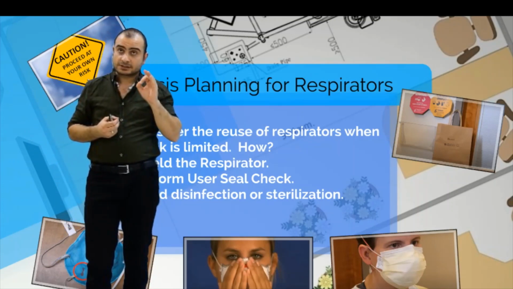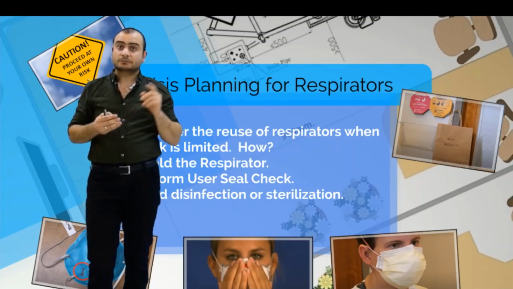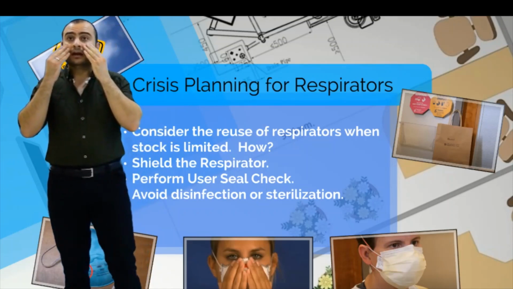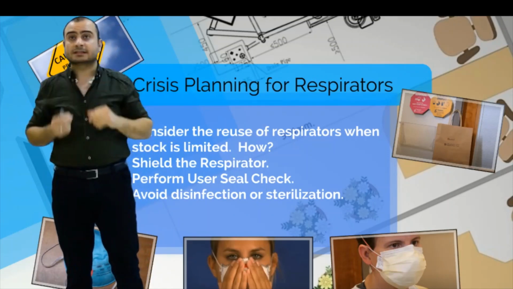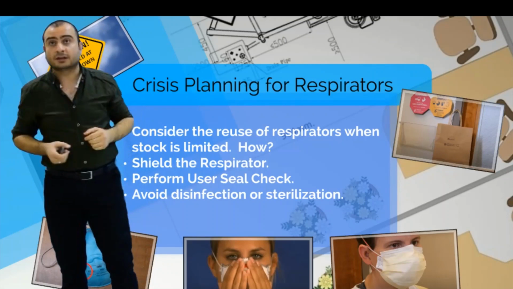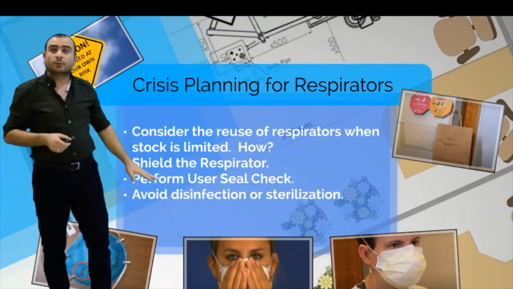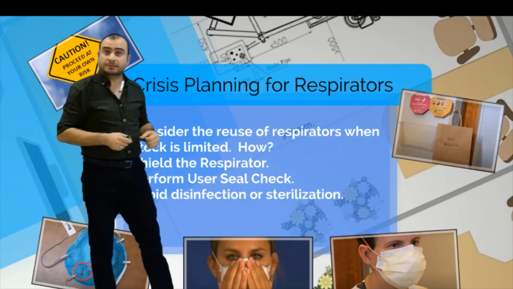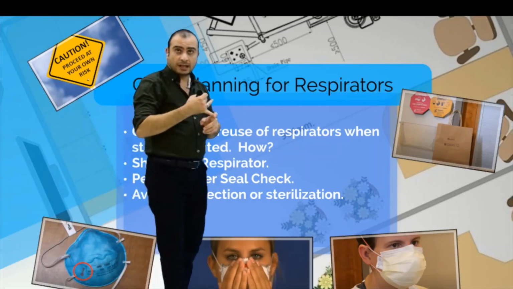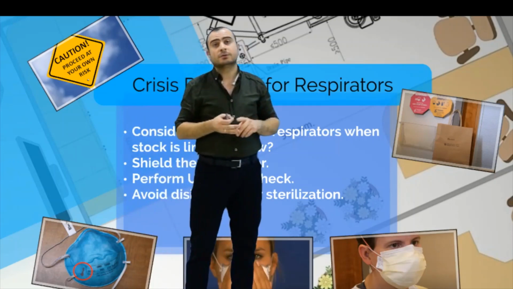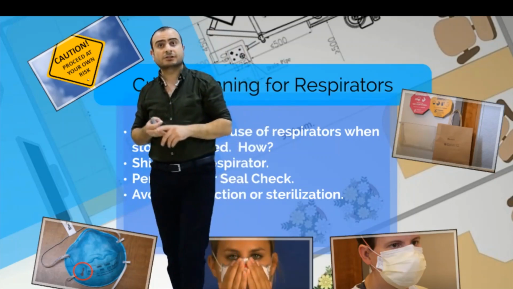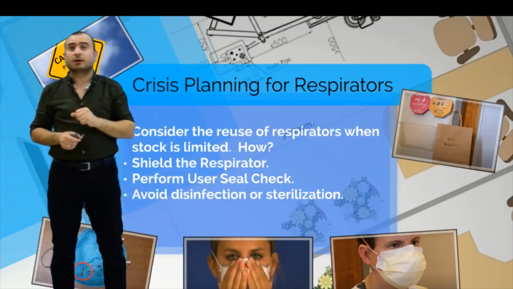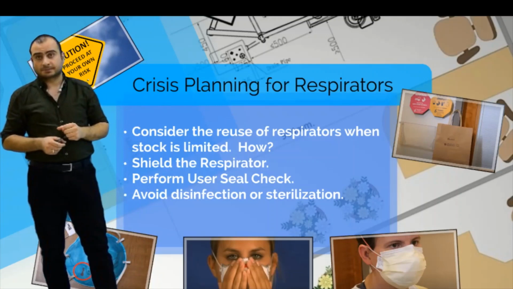If the respirator is perfectly adapted, during the user seal check we notice that the face pads on the sides of the respirator are moving during each respiration cycle. We need to consider avoiding disinfection or sterilization of the respirator, for example, the use of autoclave, dry heat, or the use of sodium hypochlorite and water mixture or alcohol. All of these have been found to affect the efficacy of the filtering capacity of the respirators.